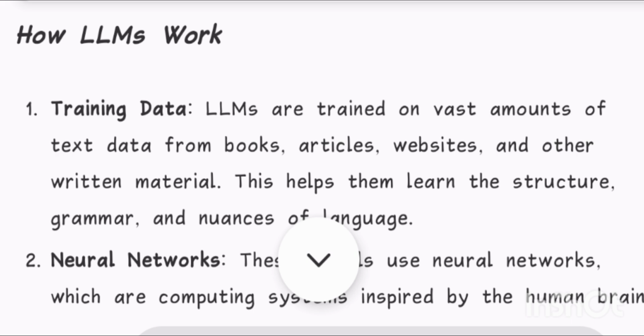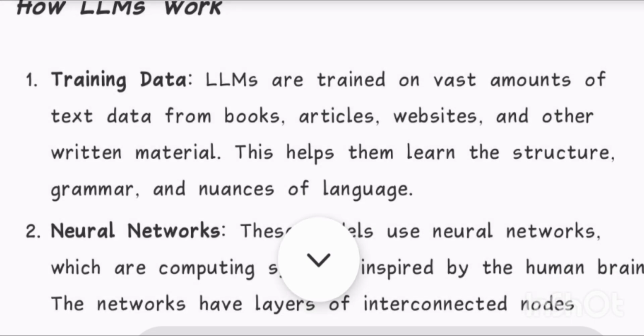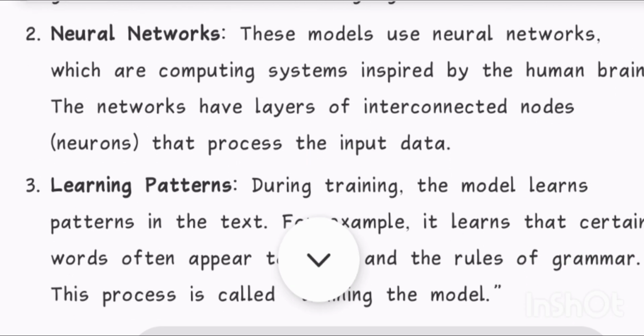1. Training data. LLMs are trained on vast amounts of text data from books, articles, websites, and other written material. This helps them learn the structure, grammar, and nuances of language. 2. Neural networks. These models use neural networks, which are computing systems inspired by the human brain. The networks have layers of interconnected nodes, neurons, that process the input data.